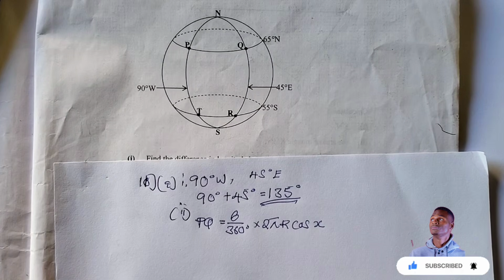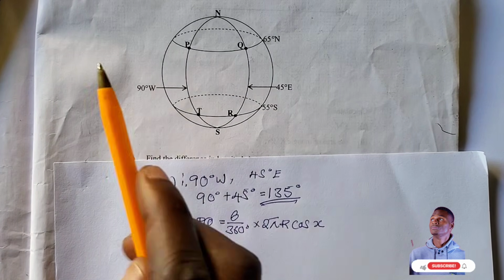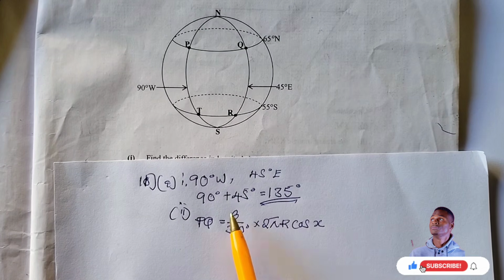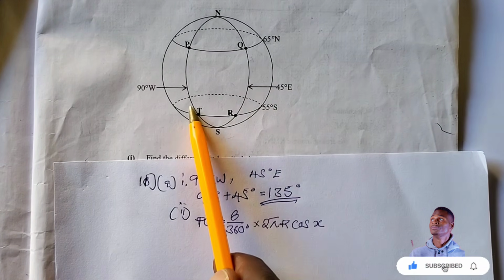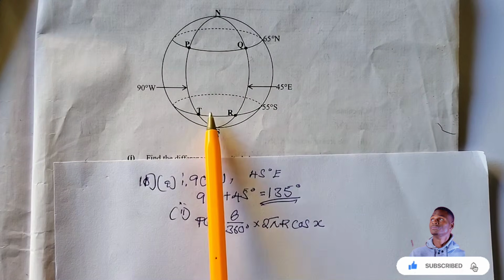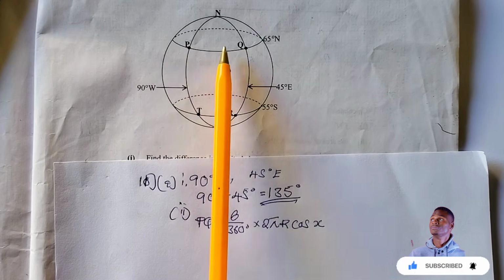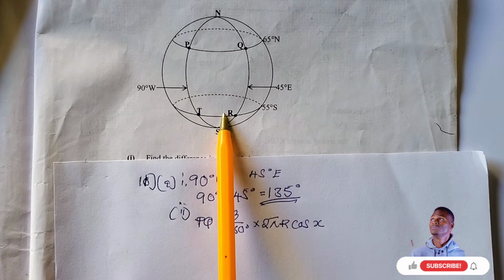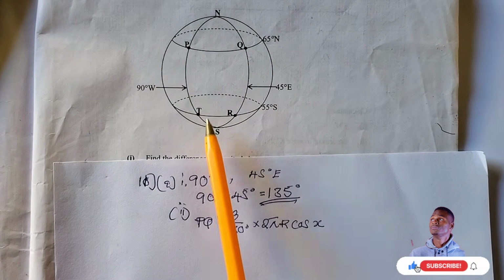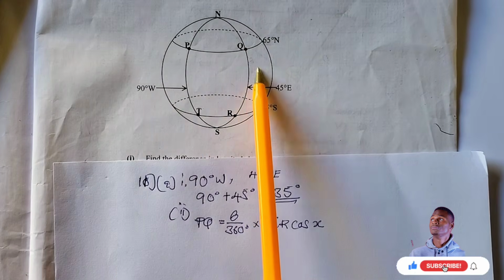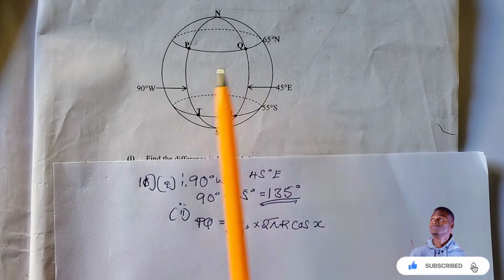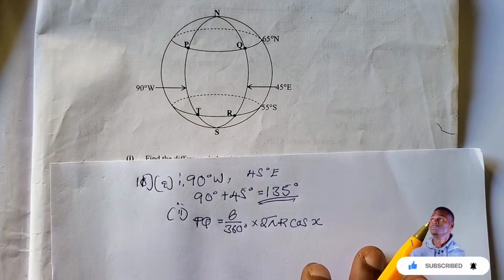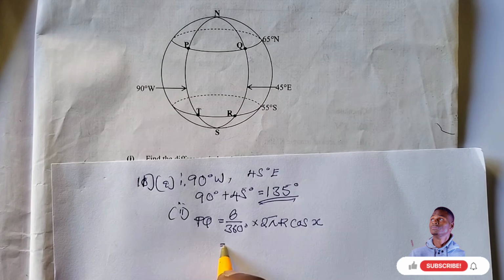Now, you have to be very careful here. Since PQ is along latitude, theta will be the difference in longitude. The difference in longitude between P and Q is the same as between T and R, because they are on the same longitudes. P is on 90, Q is on 45, so we add 90 plus 45, which is just 135.